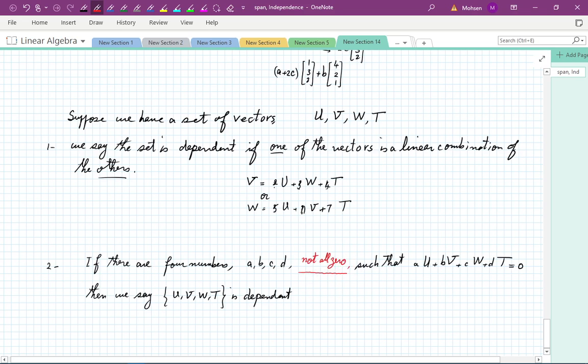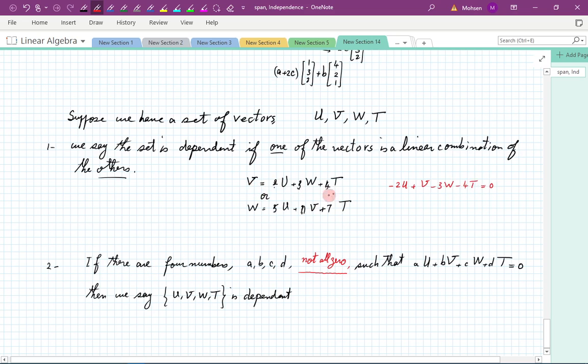If there are four numbers such that they are all not zero and this whole thing is zero, we call the collection of vectors dependent. Now how is this same as that? Well, bring all of these ingredients to one side. So for example, you had 2u, so write 2u here and then put your v next to it, 3w minus 4t is equal to 0.